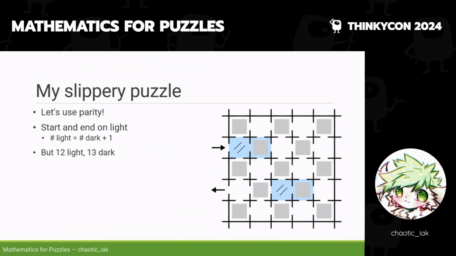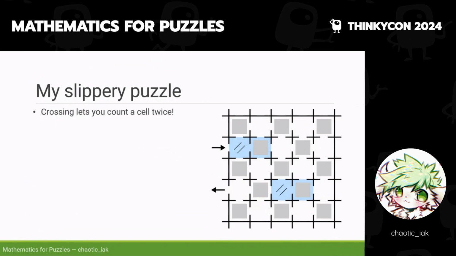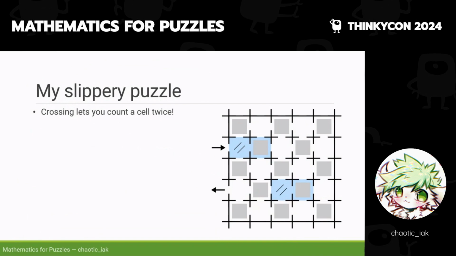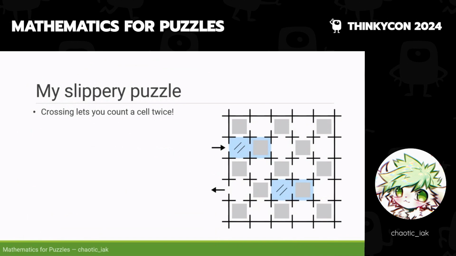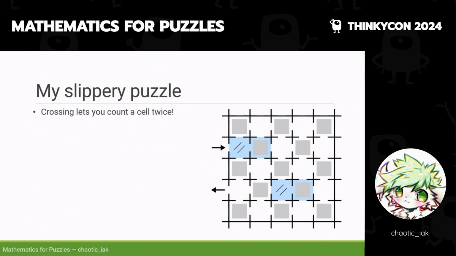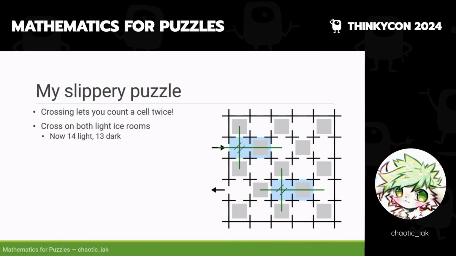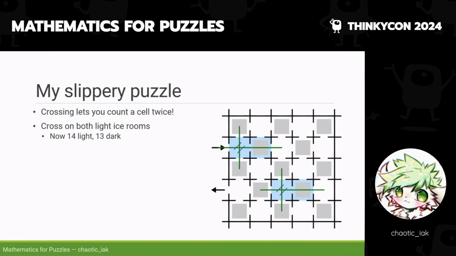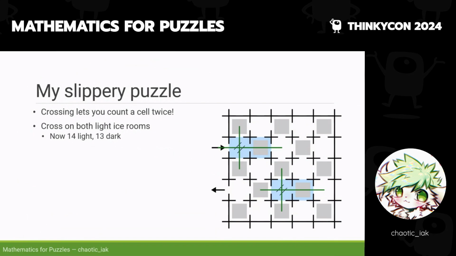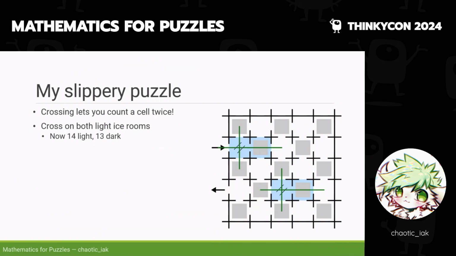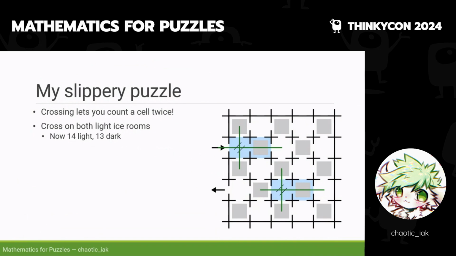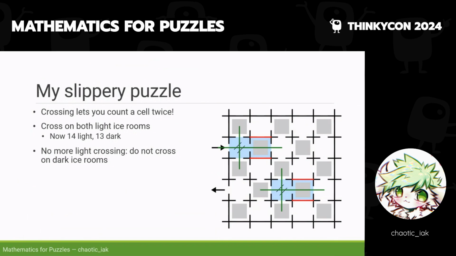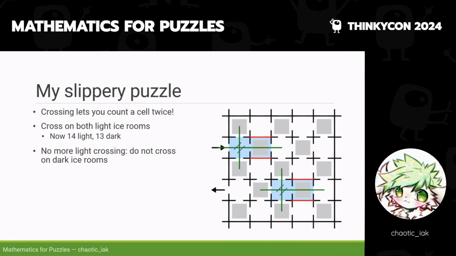What can you do? Well, remember ice? Ice allows you to cross it twice. So if you cross a cell, you are basically counting the cell twice. And that's what we want to do. We are going to cross on both light rooms. Now, we have 14 light squares, 13 dark squares. That's enough. 14 is 13 plus 1. And this is all the light cells that we have. There's no more crossing on lights. That means we cannot increase the number of dark cells. We cannot cross on the dark cells.